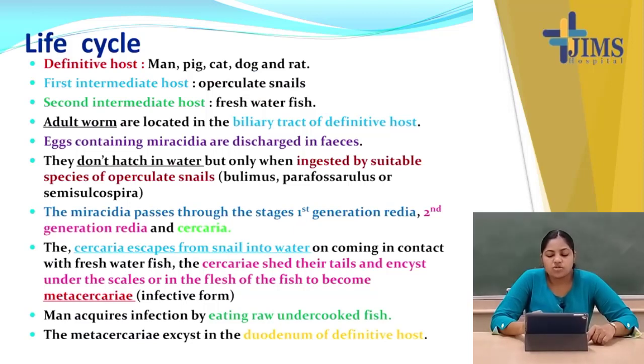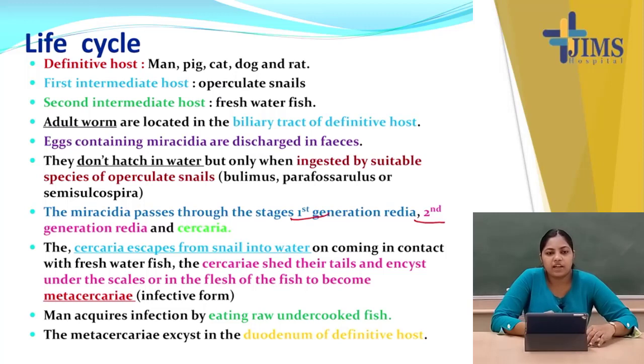The eggs contain the miracidium and are discharged in the feces. These do not hatch in the water but are ingested by snails. There are different types of snails, Bulimus, Parafossarulus, Semisulcospira, and all these snails are involved in Clonorchis infection. Now the miracidium passes through the stages of first generation and second generation of redia and cercaria.